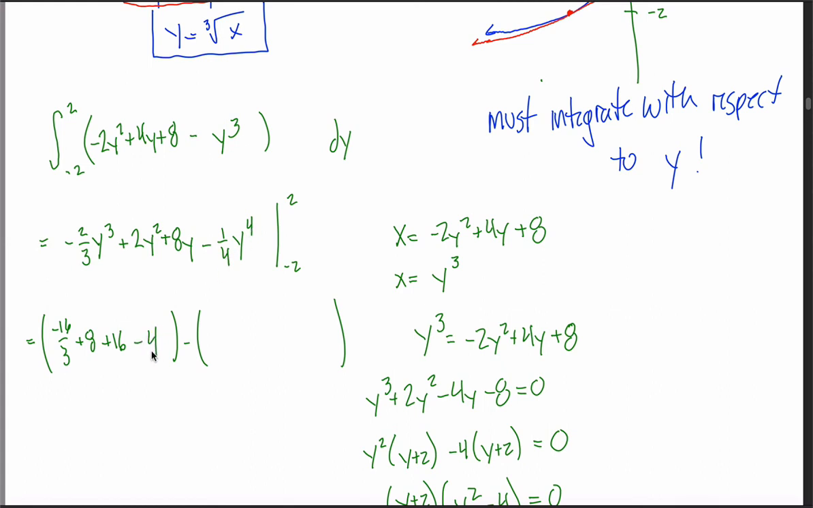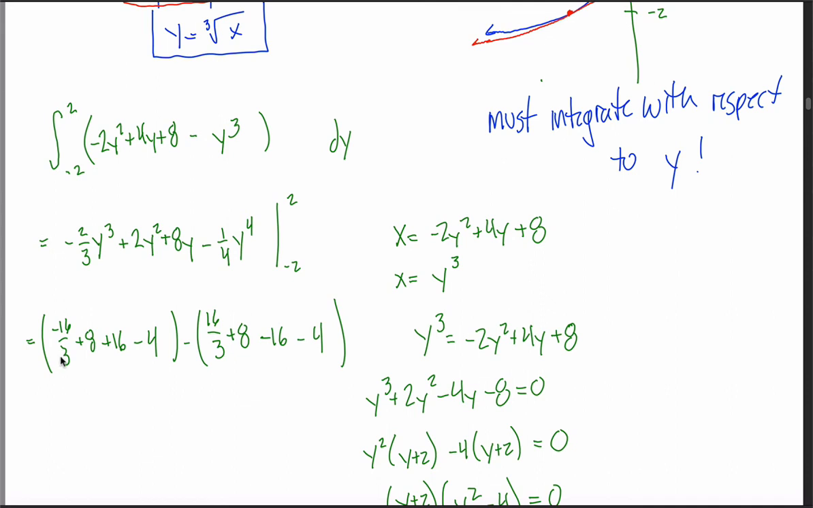is negative 4. And then if I plug in negative 2, some of those values will repeat, which will be kind of nice. Negative 2 cubed is negative 8. Negative 8 times negative 2/3 is positive 16/3. Negative 2 squared is positive 4, and 4 times 2 is 8, just like it was earlier over here. Negative 2 times positive 8 gives me negative 16. And finally, negative 2 to the 4th power is positive 16, which times negative 1/4 gives me negative 4, the same thing that I have over here.